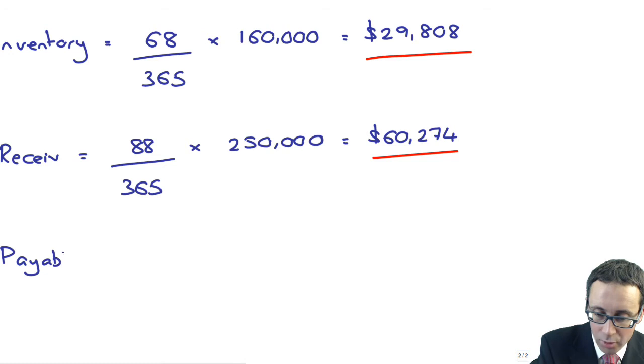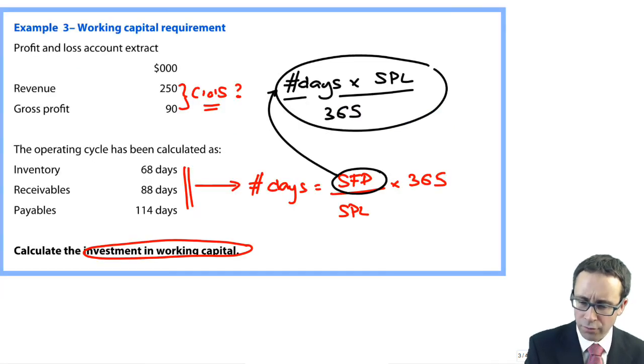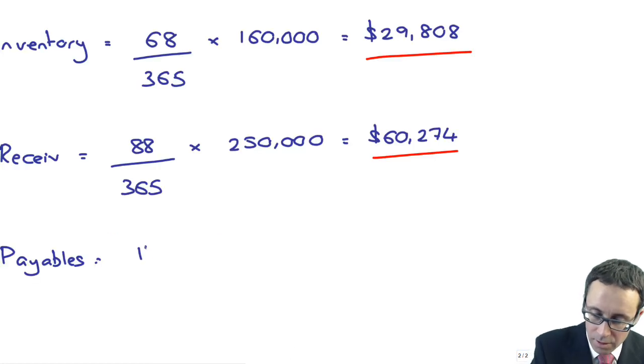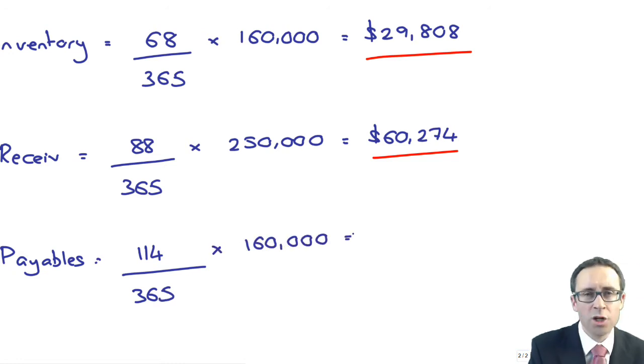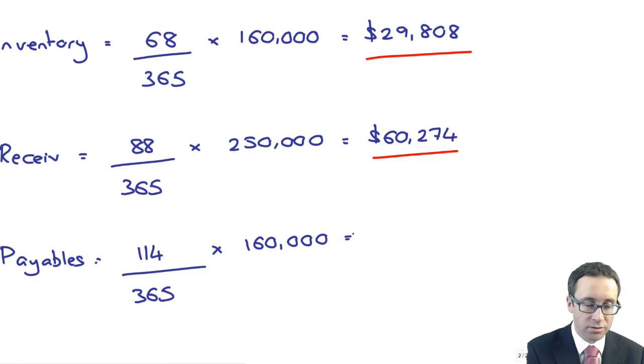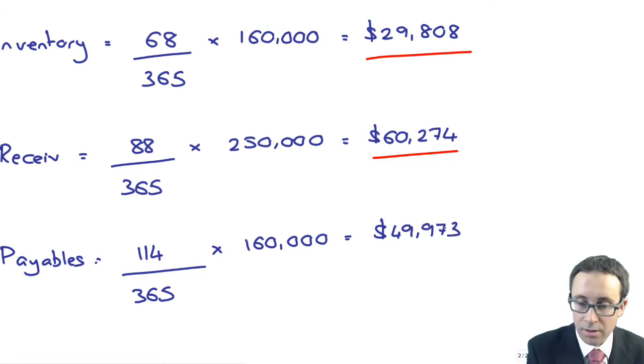My payable days are 114. Wow. So 114 divided by 365 multiplied by, technically it should be credit purchases, but we haven't got a credit purchase figure, so it's just your cost of sales. So my investment there is 49,973.